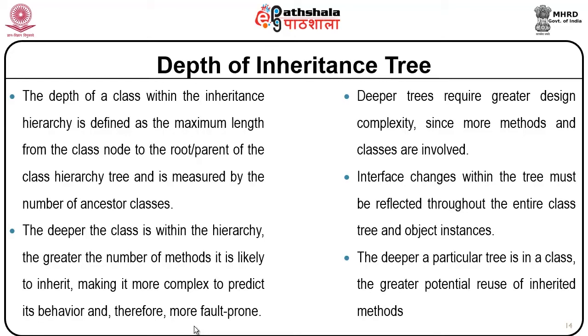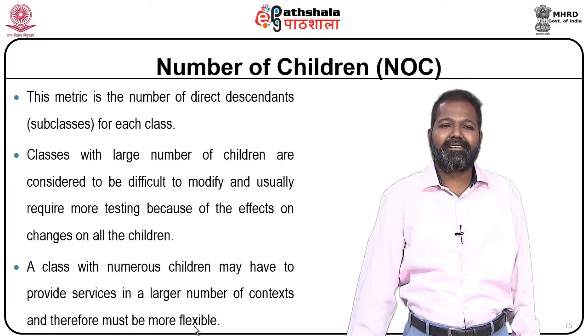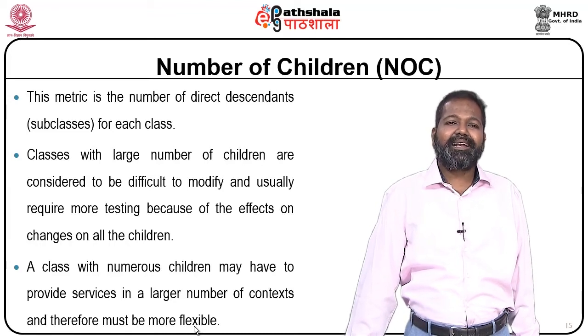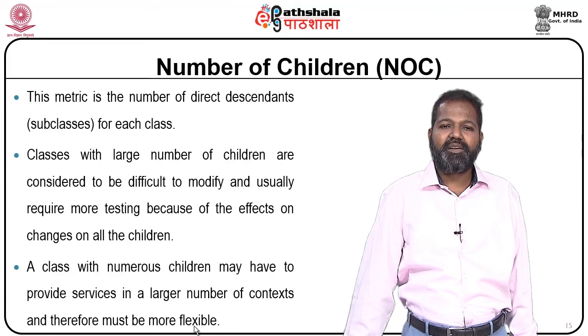Deeper trees require greater design complexity since more methods and classes are involved. Interface changes within the tree must be reflected throughout the entire class tree and object instances. The deeper a particular tree is in a class, the greater potential reuse of inherited methods. Number of children. This metric is the number of direct descendants, subclasses for each class. Classes with large number of children are considered to be difficult to modify and usually require more testing because of the effects of changes on all the children.